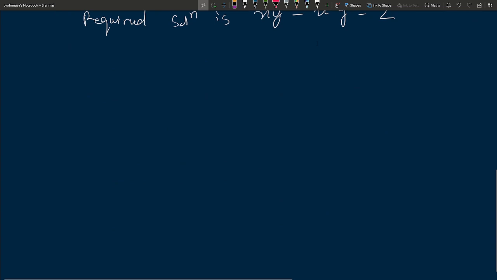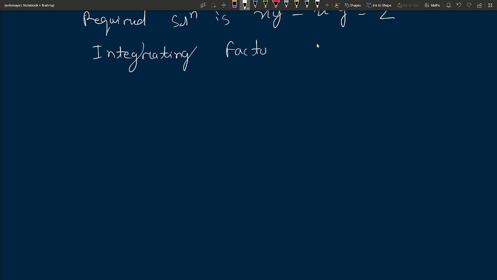I thought I will do this first. So now today we shall discuss integrating factors. Integrating factor, what is an integrating factor? So we'll learn this by an example.